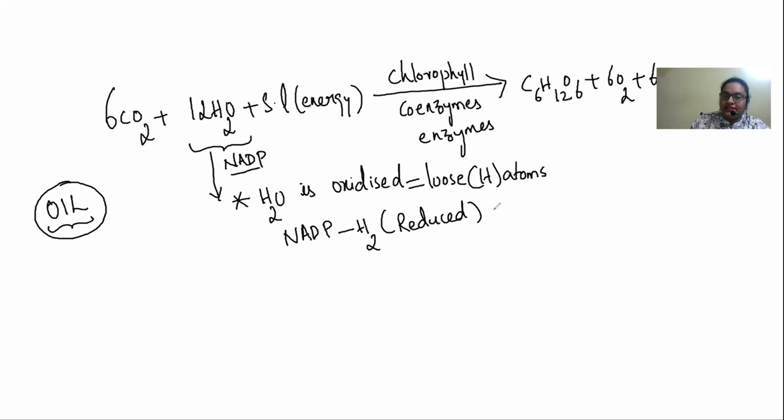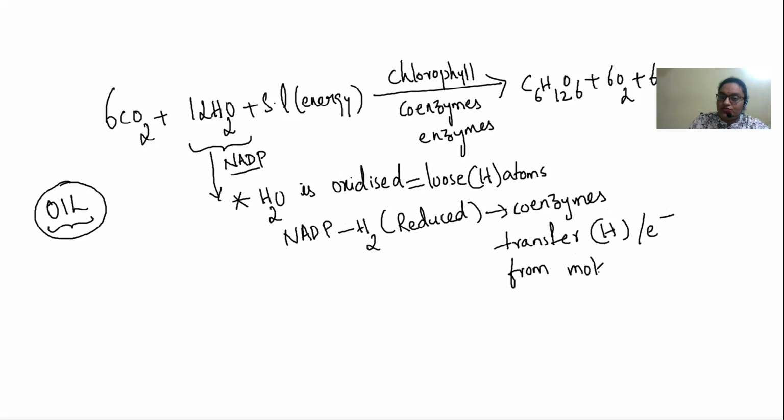And you all know the role of coenzymes is just this: they transfer hydrogen atoms, or they transfer electrons, from one molecule to the other. Here, NADP is picking the hydrogen from the water molecule. As you know, water is losing the hydrogen atoms.